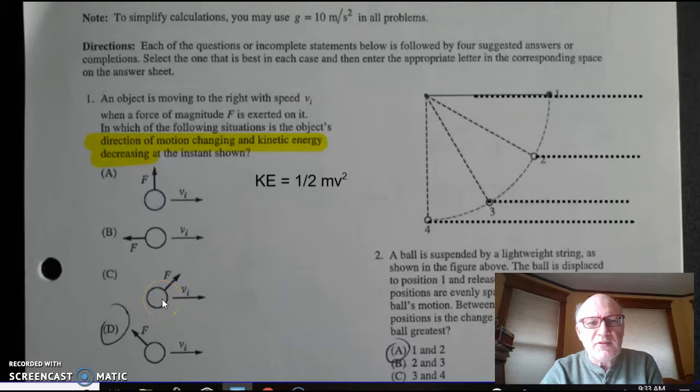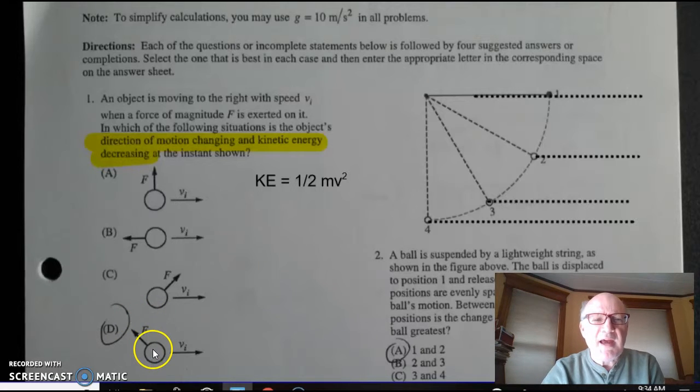In C, we get a force pushing in this direction towards the upper right, and you can imagine that having a component to the right and a component upward. The upward component will change the direction. The rightward component will increase the velocity, which will increase the kinetic energy and clearly not satisfy the condition of the question. And then finally, choice D.